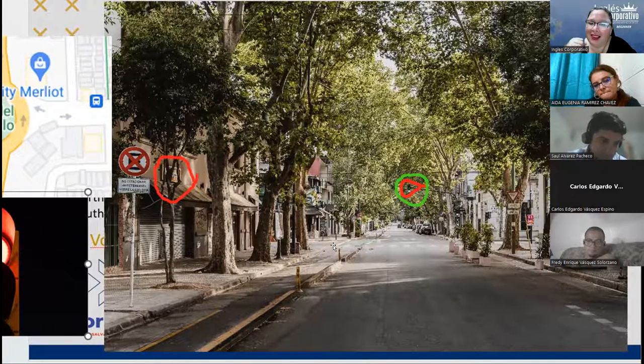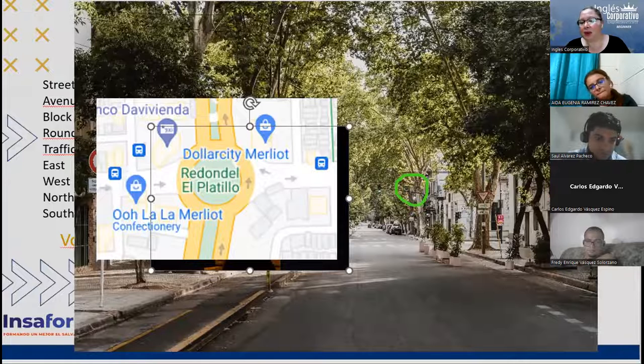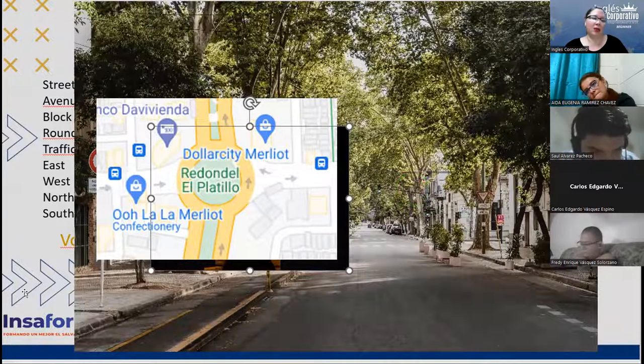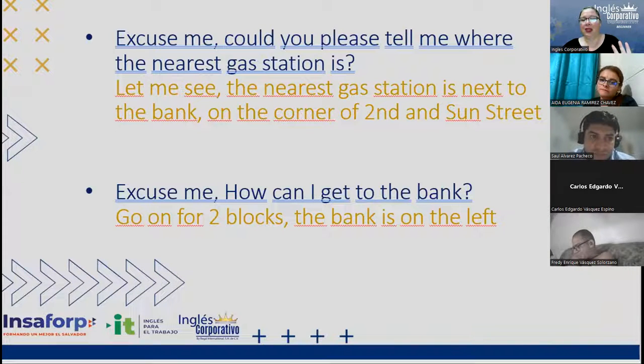Now we have some objects that we described already. Remember the block: maybe here one block ends and it continues over here, and from here on, we have another block. What do we need to give a location? What vocabulary do we need? For example, if someone asks you for directions to the nearest gas station, they will ask, excuse me, could you please tell me where the nearest gas station is?